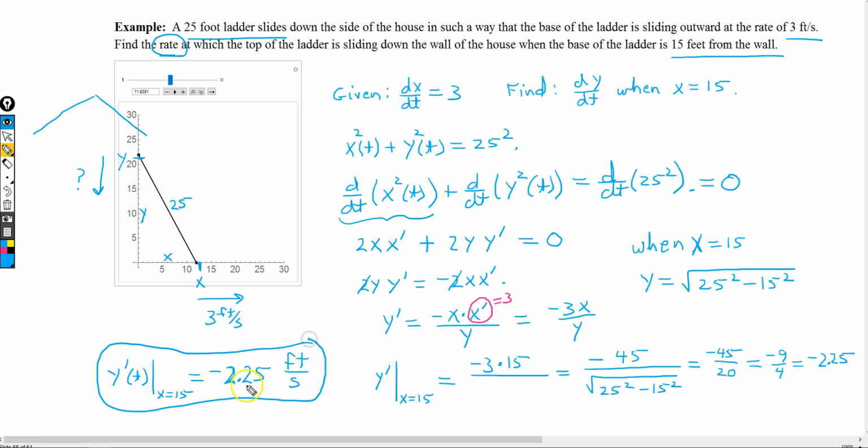Notice that the negative 2.25 makes sense because the top of the ladder is sliding down the wall. It's coming back to the point where you're measuring from. So it's coming towards the bottom of the house, so it makes sense that it should be negative 2.25, whereas the base of the ladder is sliding away from the bottom of the house, and so it has a positive velocity. So that makes sense.